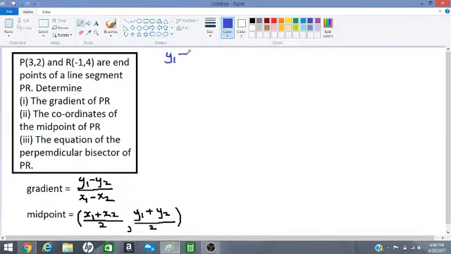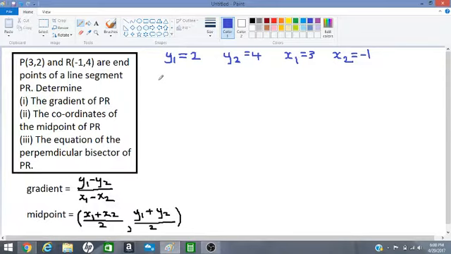So y1 is 2, obtained from here, and y2 would be 4, obtained from here. Remember, the second number is the y coordinate. And x1 would be 3, and x2 would be -1. Remember that negative sign, don't throw it away, please.